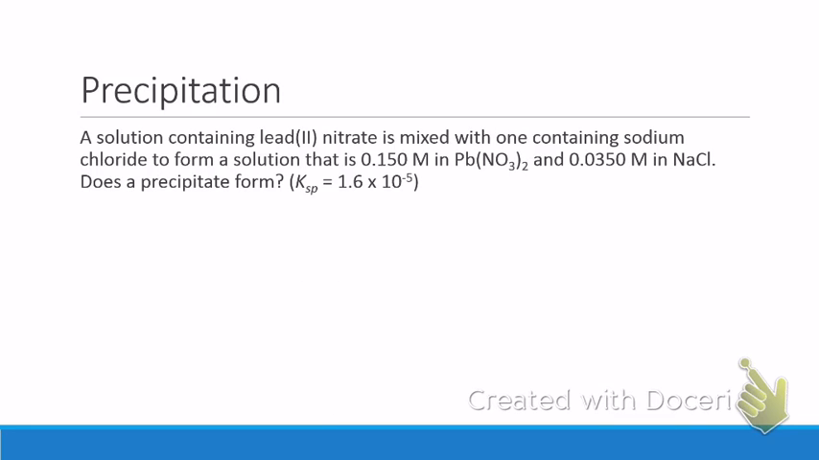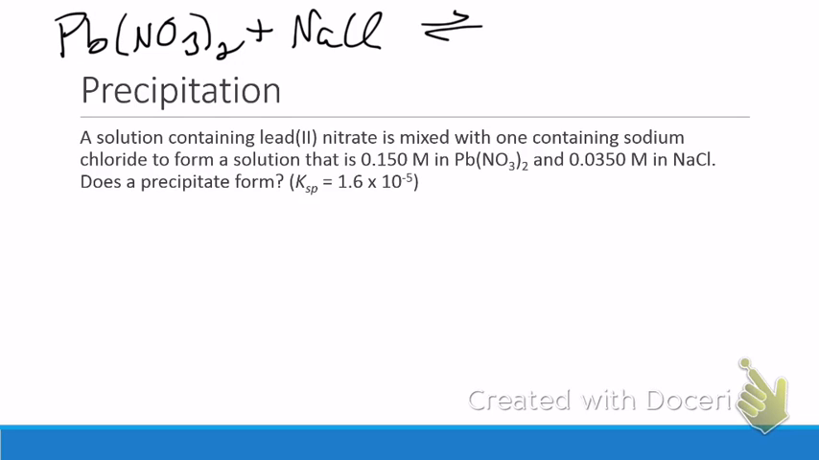So let's take a look at a specific example and see if precipitation will occur here. We have a solution of lead nitrate, which is mixed with one containing sodium chloride. So we have PbNO3 plus NaCl, and this is an ion exchange reaction, so our products will be lead chloride and sodium nitrate.